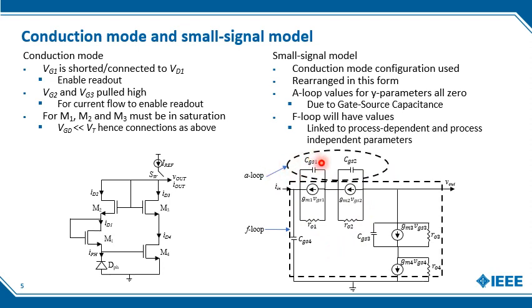So in the A loop, it's the two gate source capacitances of M1 and M2. Now, since it's an input current and an output voltage, this A loop is 0. The F loop, however, will not be 0, and that's where the modeling occurred. We didn't include the diode or the pixel in this side, which is a current that's generated due to photon flux that falls onto the pixel, and for that reason, it's not included here.